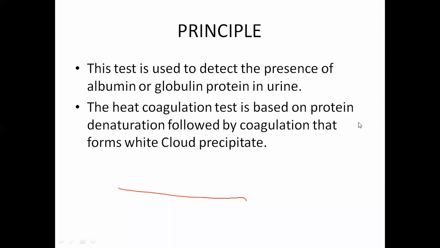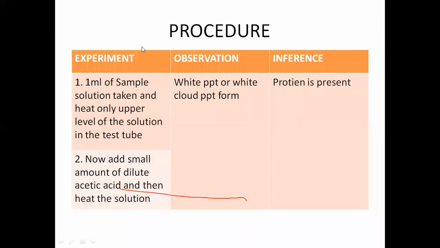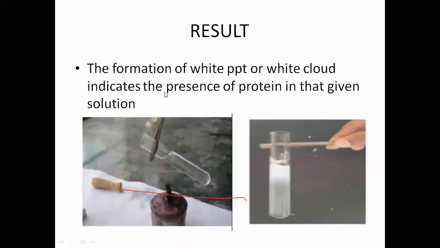This is your procedure. First, you will take 1 ml of the unknown sample solution into the working test tube. Then you heat only the upper layer of the test tube. Next step, you add a small amount of dilute acetic acid, then heat a little bit. After this heating, you will find that a white coloration or white color precipitate is formed, which indicates that your unknown solution contains protein. This is the test.